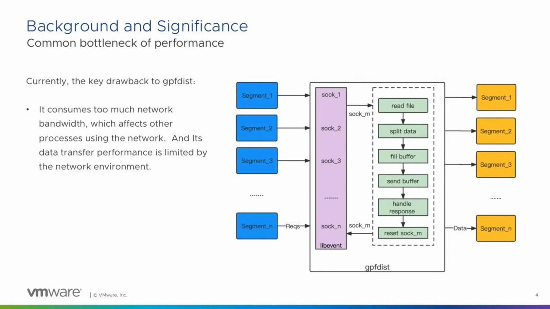The current gpfdist adopts the architecture shown in the diagram on the right to handle GPDB's data requests and send data. The key drawback for the current architecture is that gpfdist consumes too much network bandwidth, which affects other processes using the network. And its data transfer performance is limited by the network environment.